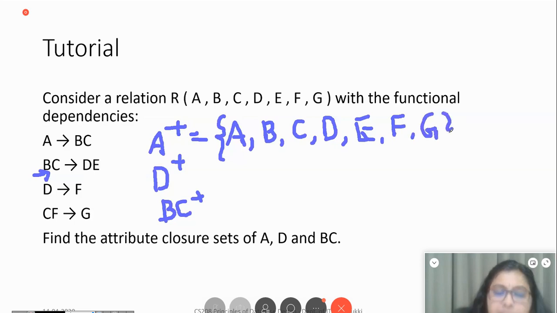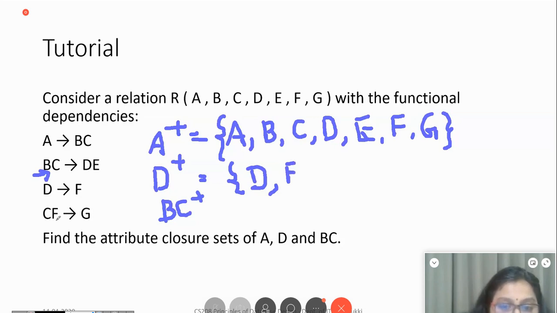Clear? Now I find the attribute closure of D. Okay, so attribute closure of D has D, and then D determines F. And then there is no attribute with F on the left hand side, and no FD with D and F together on the left hand side. So that's it. Okay.